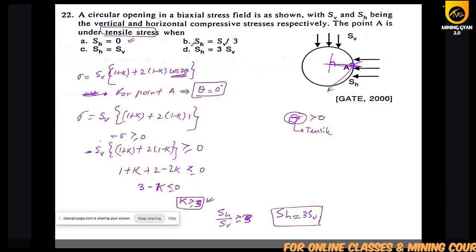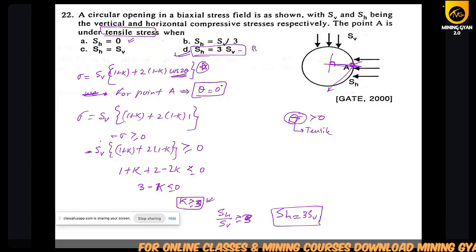This question was simple if you know the formula. Otherwise, you cannot solve it, so please remember this formula.